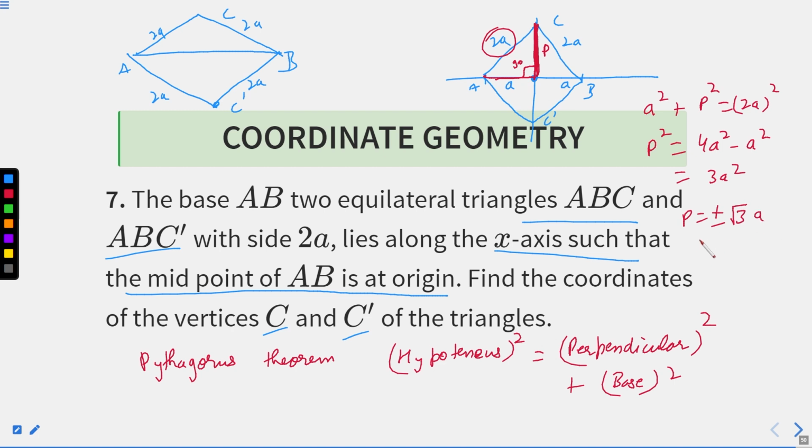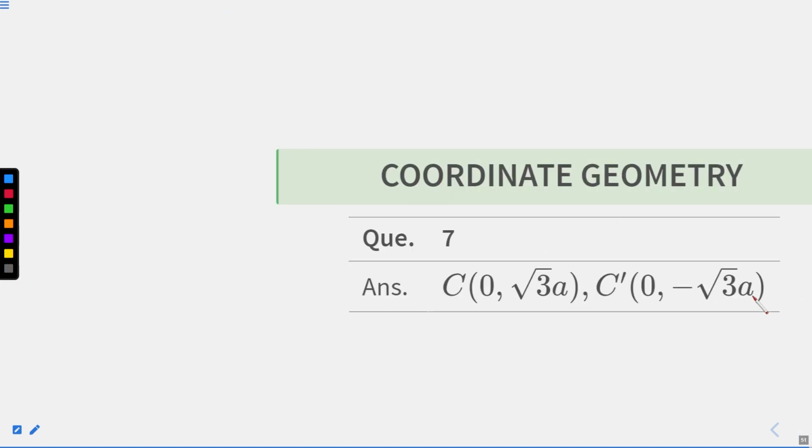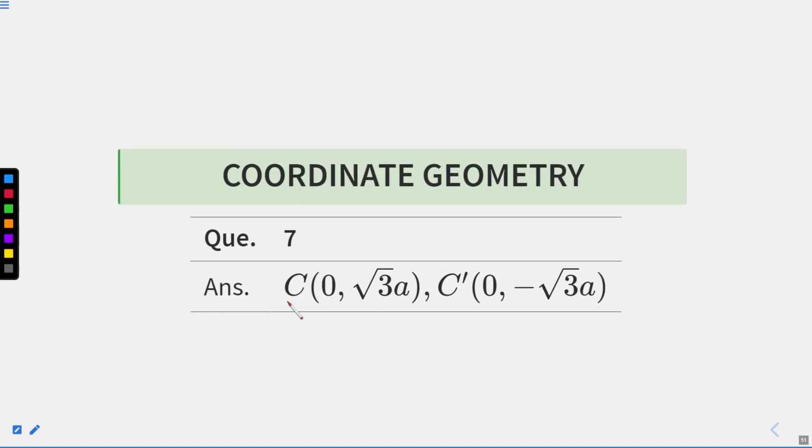Now taking the root on both sides, we get plus or minus root 3 a. So p is a distance, so C is root 3 a, and C dash is equal to minus root 3 a. Clear? So these are the coordinates we will get. Thank you for this lecture.